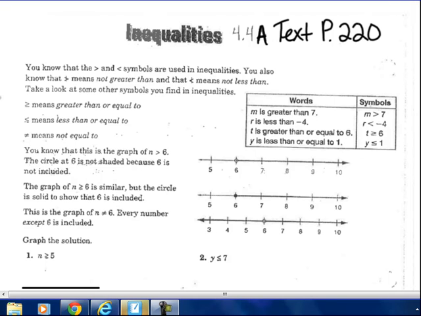Going to go on to the next topic, which is still in Chapter 4 in your textbook. It's Inequalities, Chapter 4, Section 4. I'm on page 1 of your new packet. In the textbook, it starts on page 220.